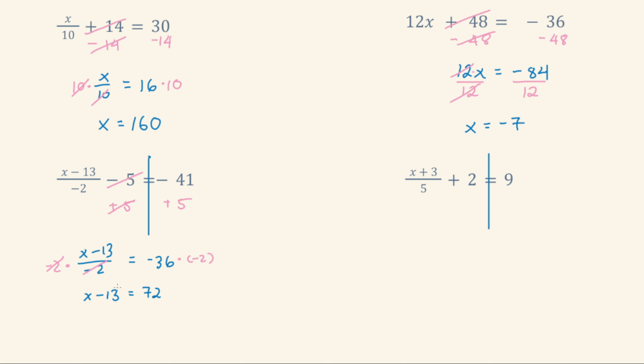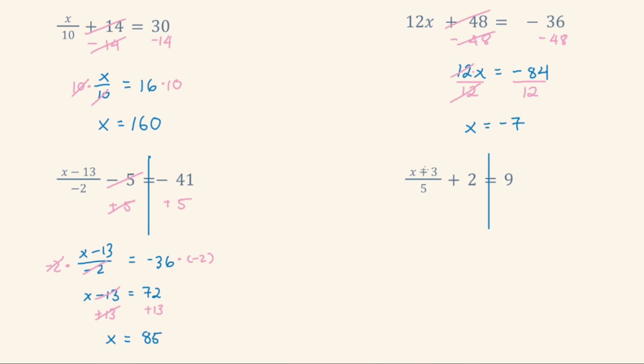The last step then is to undo this subtraction. It was subtracting by 13. The opposite of minus 13 is plus 13. I have to do that on both sides. These go away, so that my final answer is x is equal to 85. Okay? Now, same concept here.